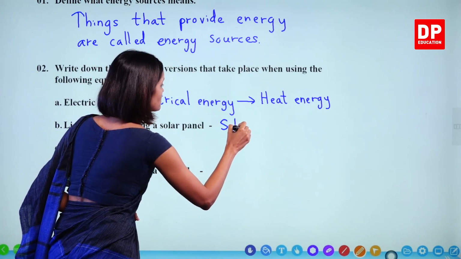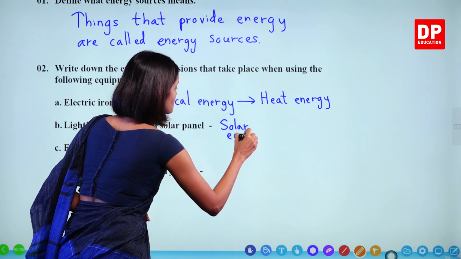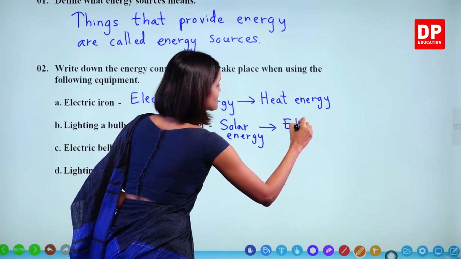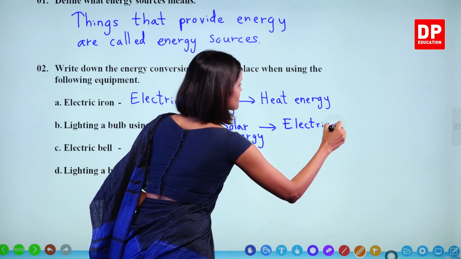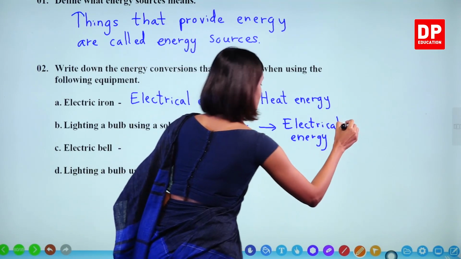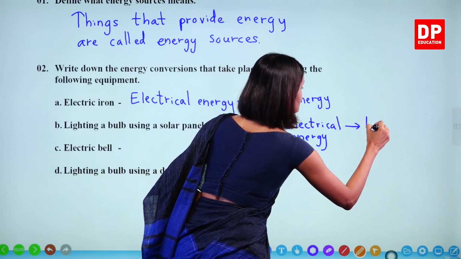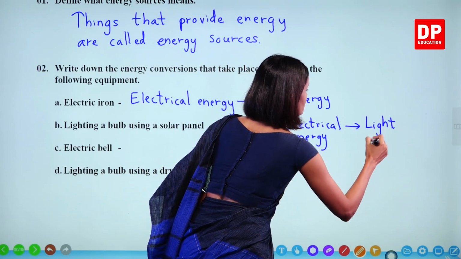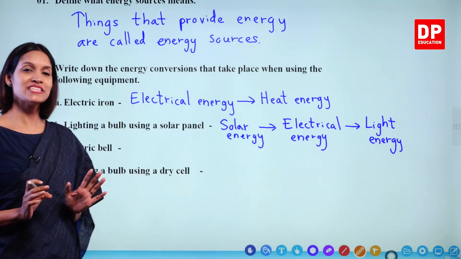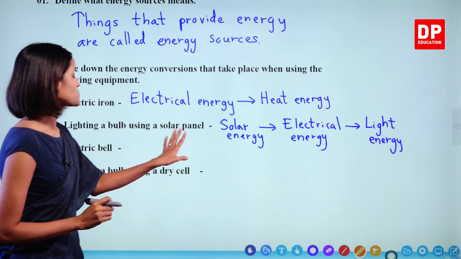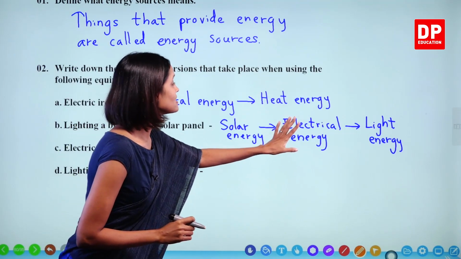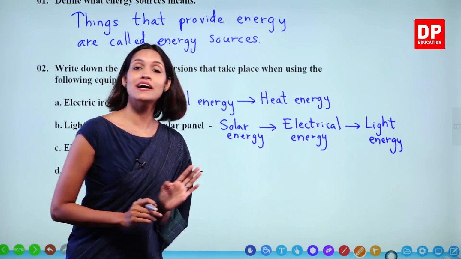Solar energy is converted to electrical energy. Then electrical energy again converts to light energy. Okay, children. Light in a bulb using a solar panel. Solar energy is converted to electrical energy. Electrical energy again converted to light energy.